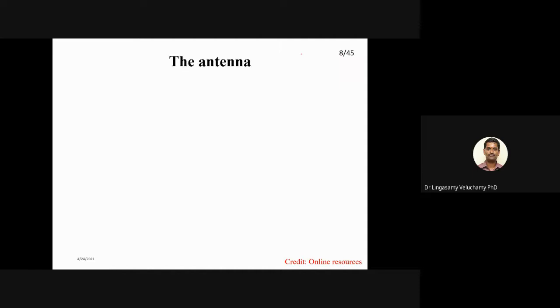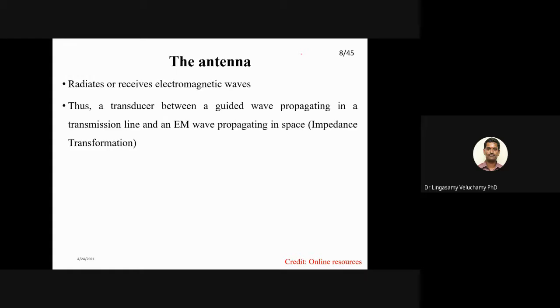Okay, next. So now we are moving on to antennas. So what is an antenna? It radiates or receives electromagnetic waves. It is also called a transducer between the electrical signal and the electromagnetic waves, so it converts the electrical signal to electromagnetic waves or free space waves.